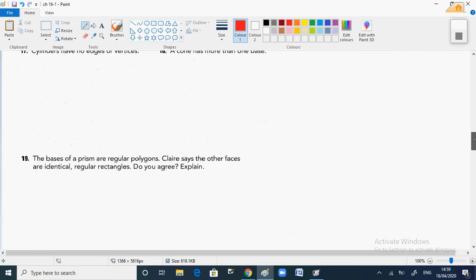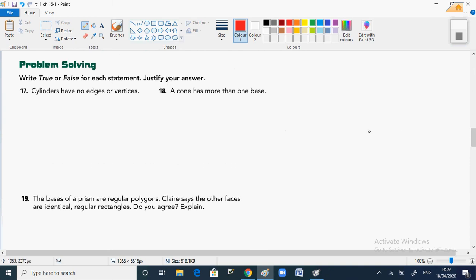Okay? Now write true or false for each statement. Justify your answer. Here we have to explain. Cylinders have no edges or vertices. Yes. Why? Because cylinders have circular bases.